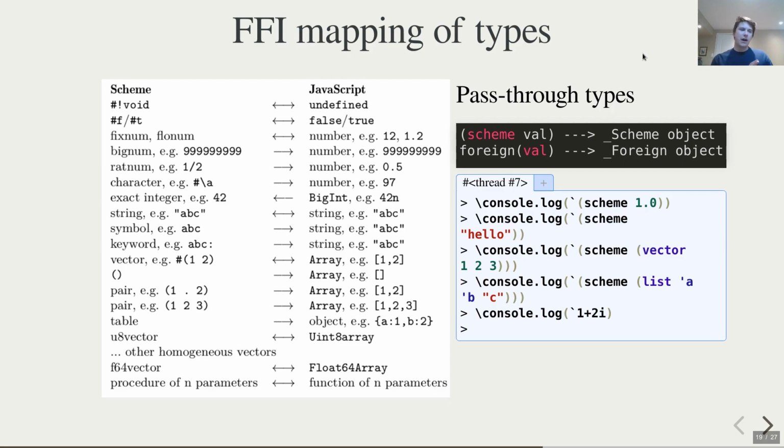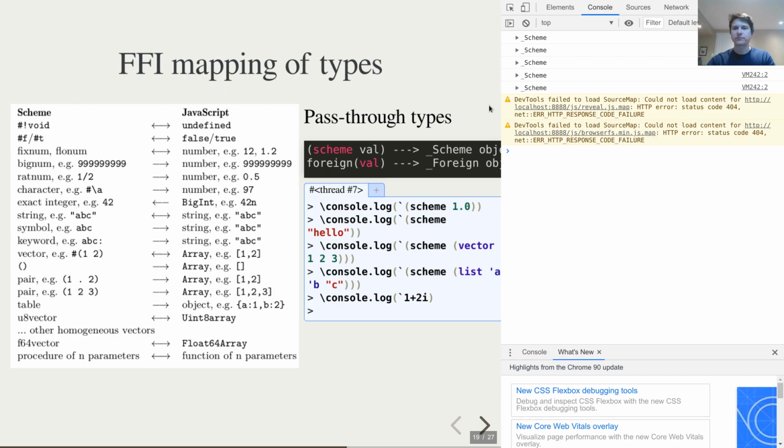Now, we've talked about how the GVM represents its types in JavaScript. What we're going to see here is how the FFI itself represents the type conversions between what the programmer writes and what we have chosen as a set of reasonable, automatic conversions. Let's open the JavaScript console, and we can see that in this scheme REPL, I've used what we call pass-through types. And pass-through types are just a way to pass unconverted objects from either language to the other. In this case, I'm passing unconverted scheme objects to the JavaScript console and logging them using directly the JavaScript API console.log.